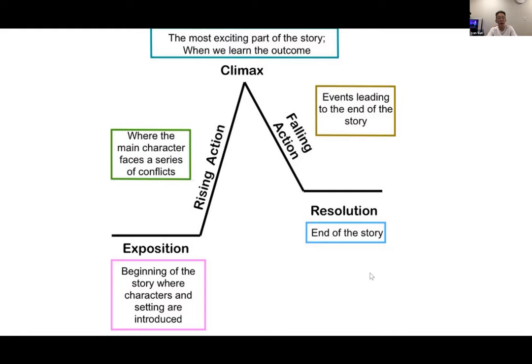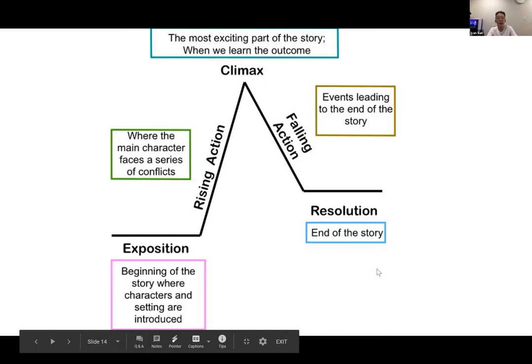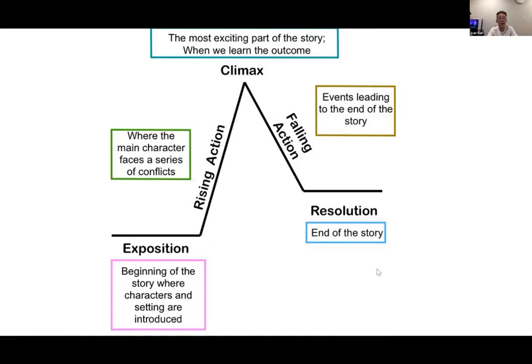And during the falling action, this is where things are slowing down. Generally, the story is coming to a close, and it's leading to the end of the story. And the problem is basically becoming solved. And in the resolution, at this point, we know that the problem has been solved. And here, it's the end of the story. Any closing remarks or ending information that the author is going to give you will be present here. And that concludes the story.